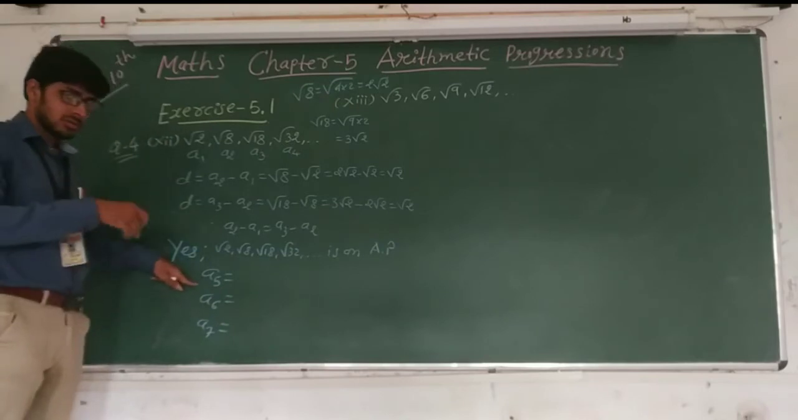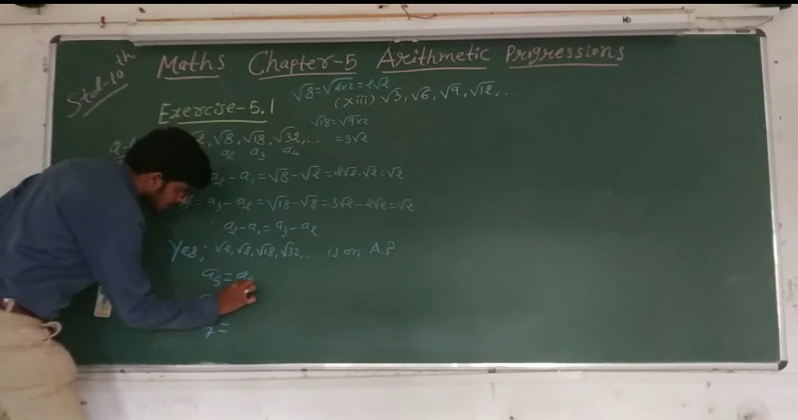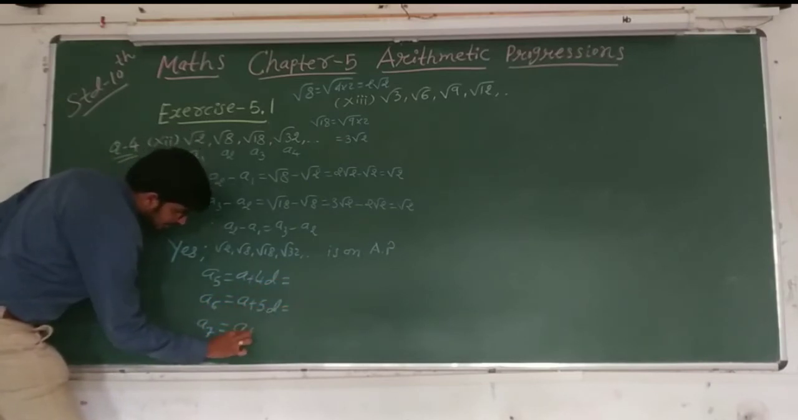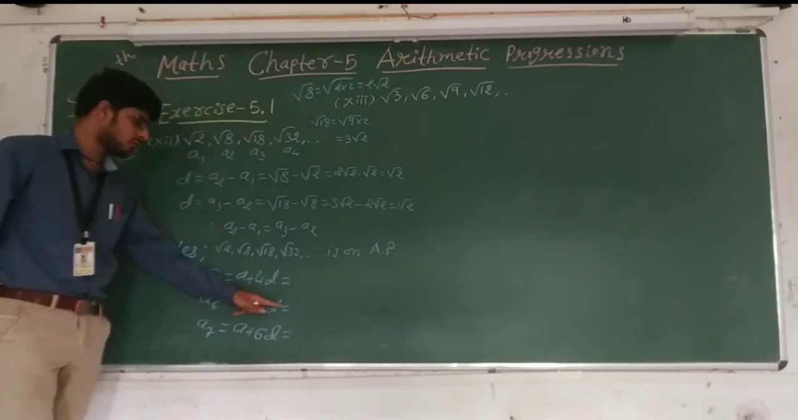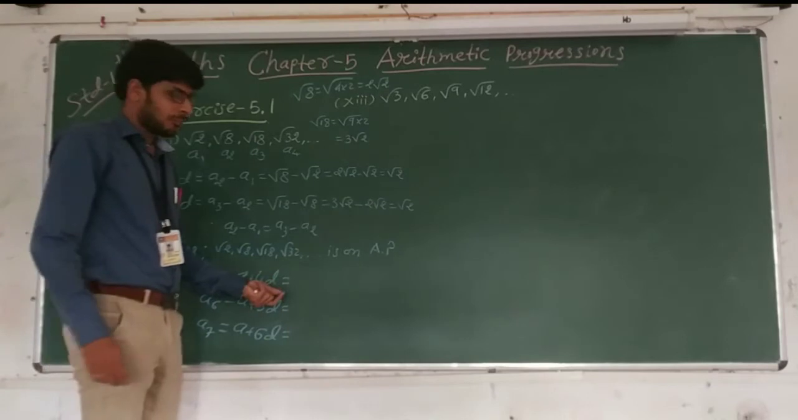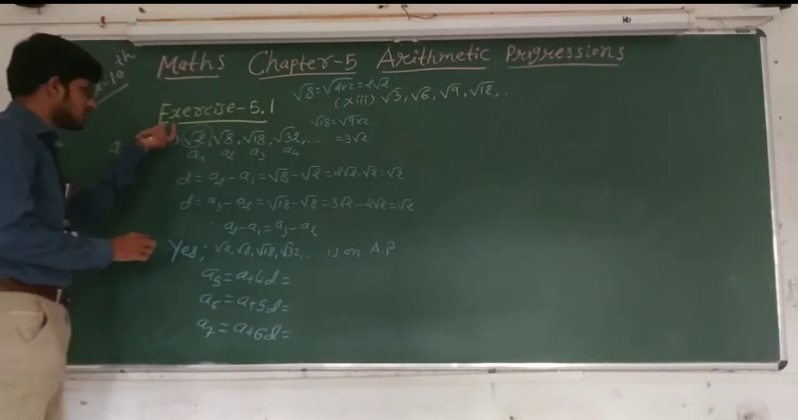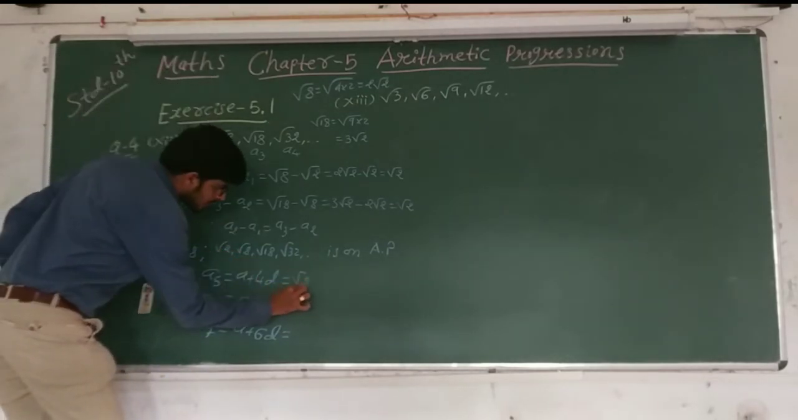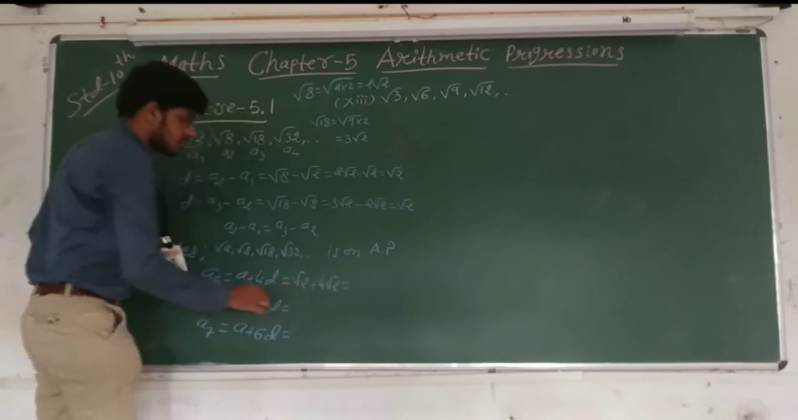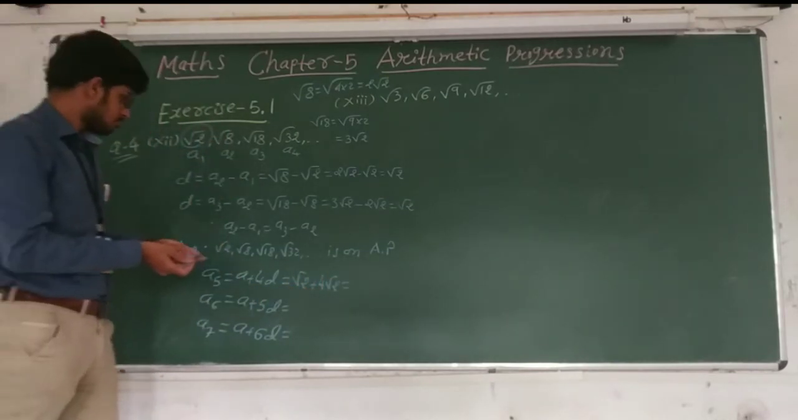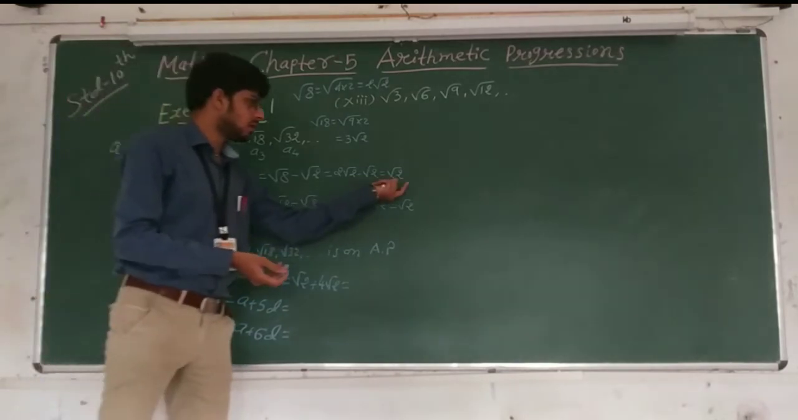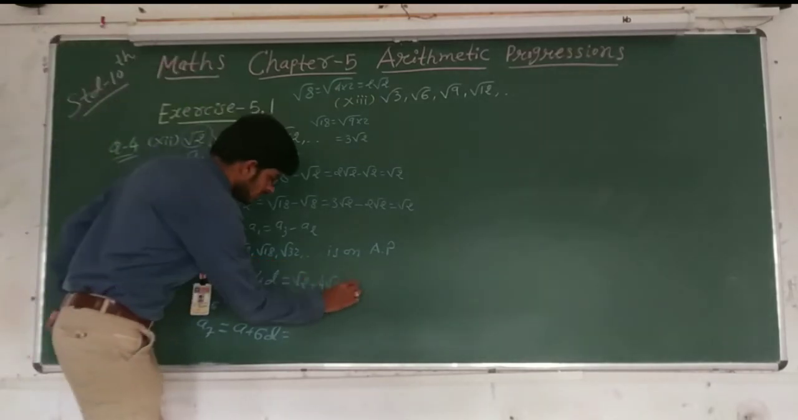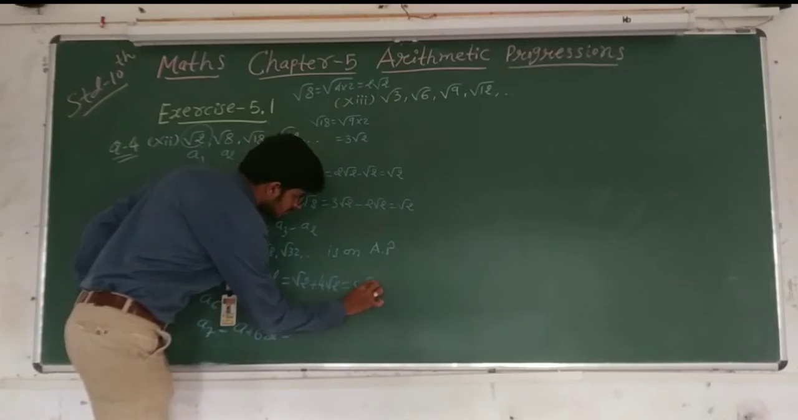So how to find a5? a plus 4d. a6 is a plus 5d. a7 is a plus 6d. It is the formula for finding a5, a6 and a7. Now we have to put the values of a and d. The value of a is √2 because it is the first term. So √2 plus 4 times √2, because d is again √2. So the answer is 5 times √2. Yes or no? 4 plus 1, 5 times √2.